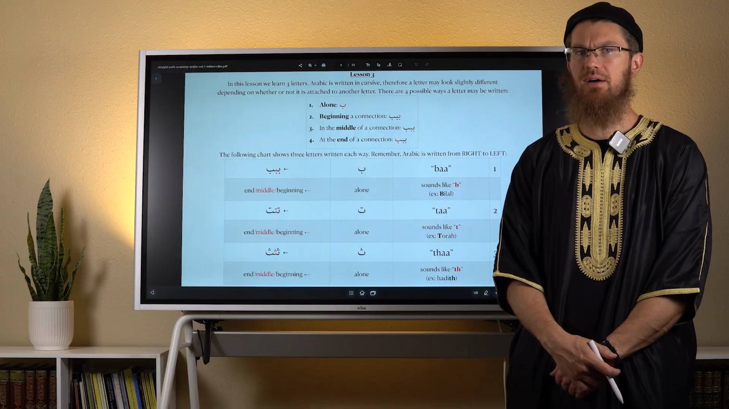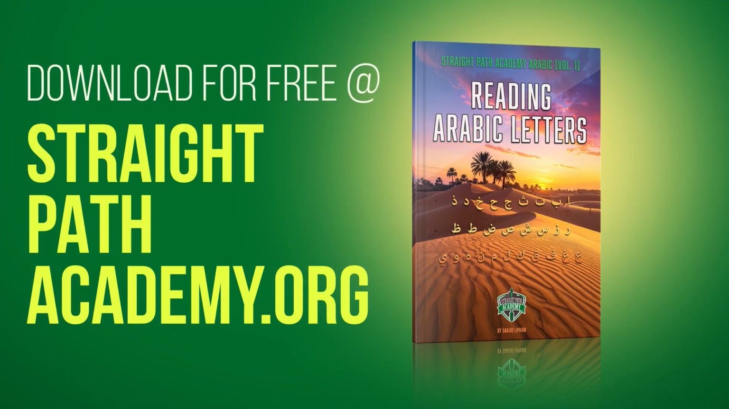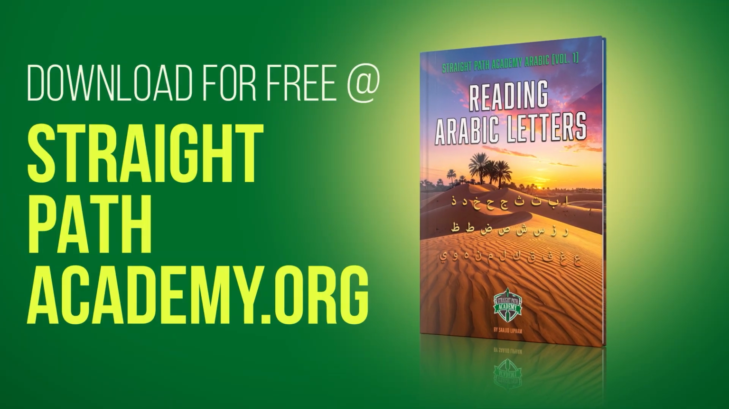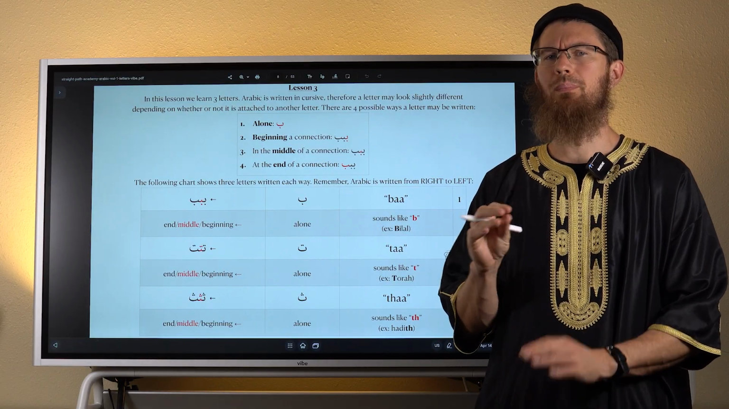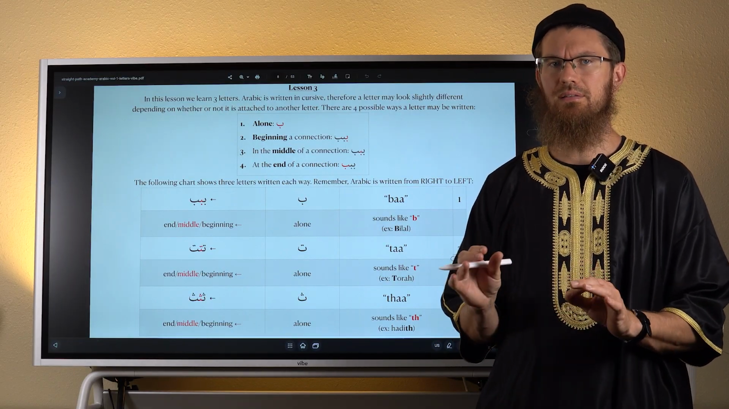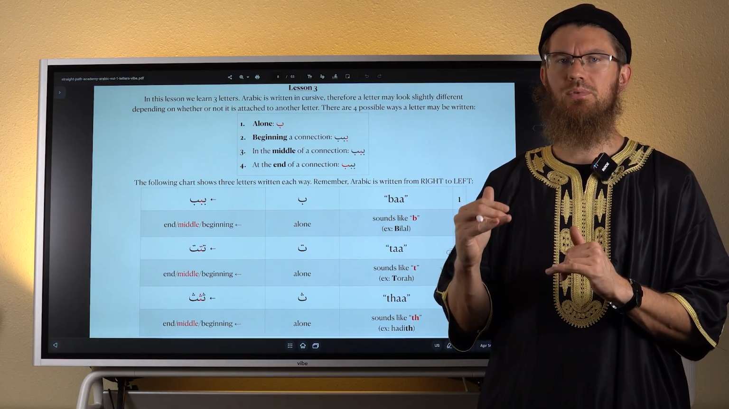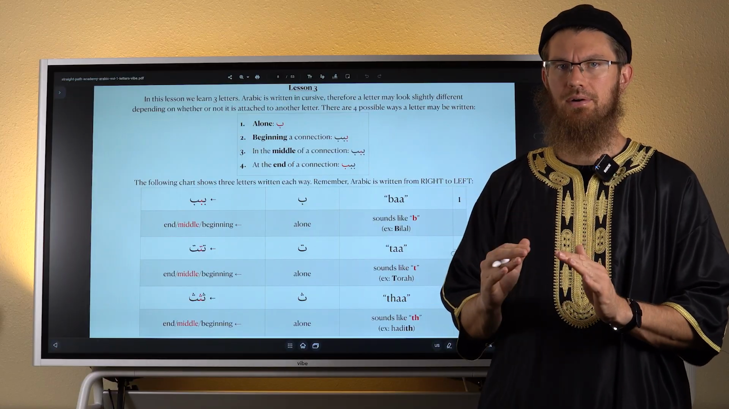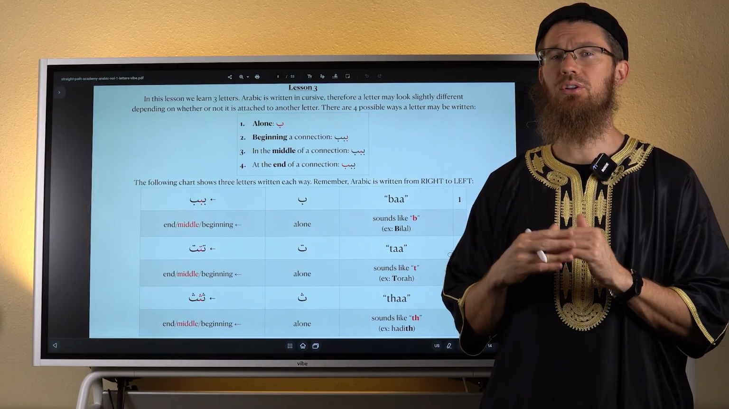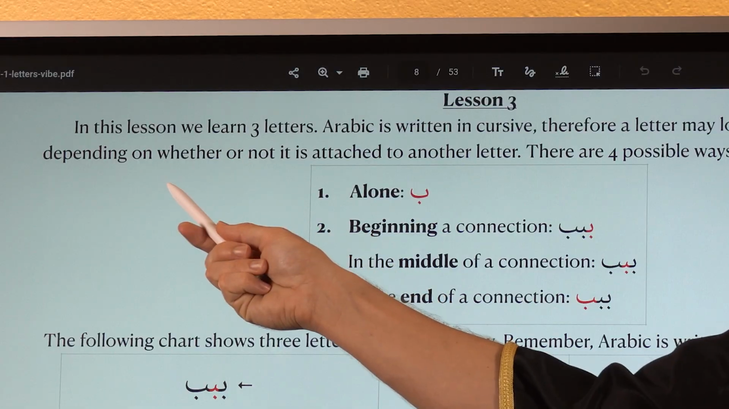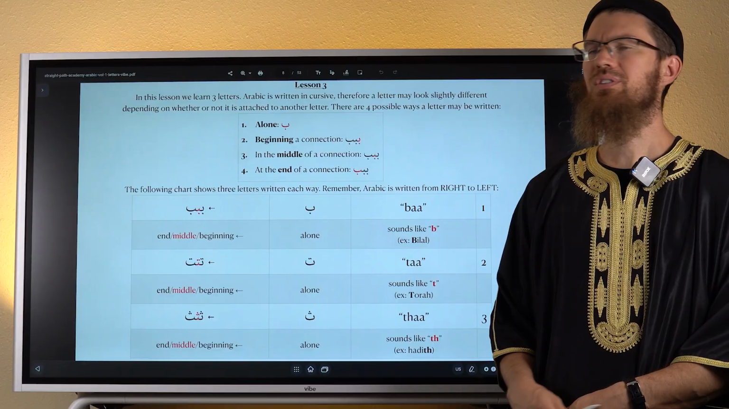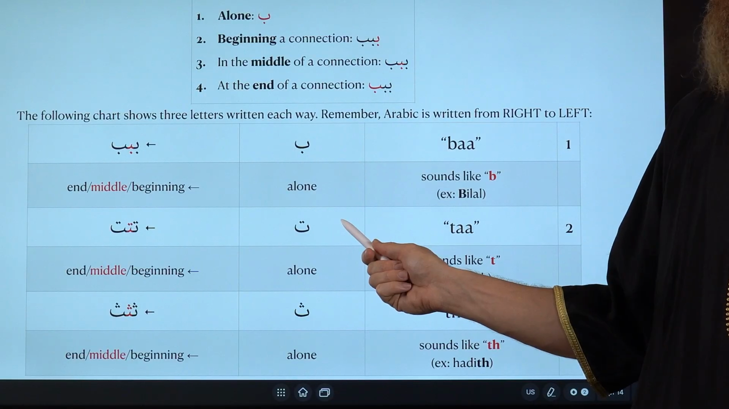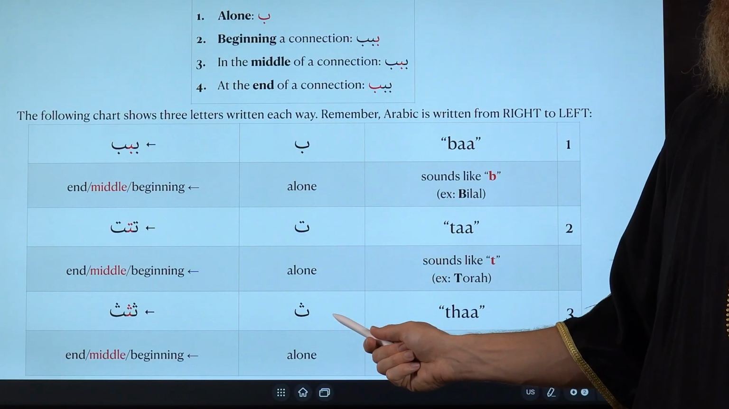In this video, we will cover Lesson 3 of Straight Path Academy Arabic Volume 1, Reading Arabic Letters. So Lessons 1 and 2 mainly focused on the harakat. It focused on the vowel symbols written above or beneath a letter. So now we're going to focus mainly on learning the Arabic letters. In this lesson, we learn 3 letters. Those letters are the letter ba, the letter ta, and the letter tha.